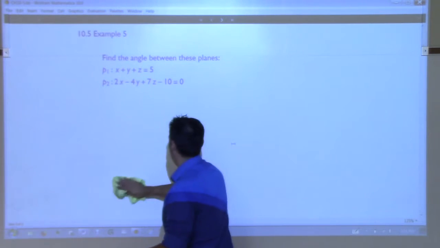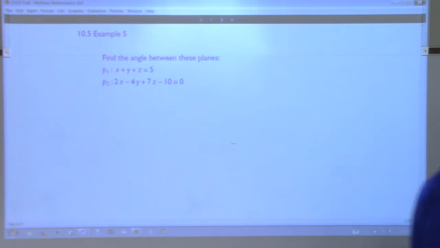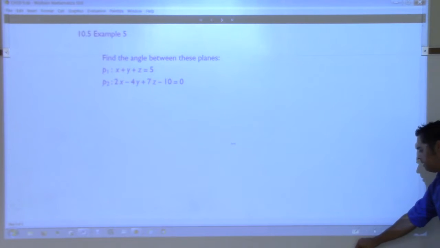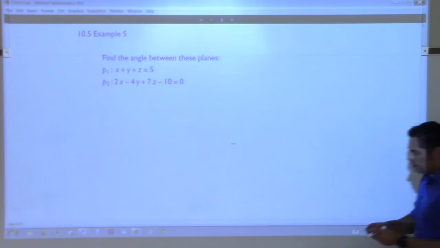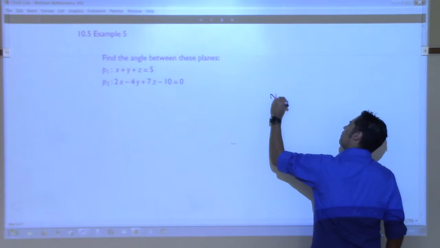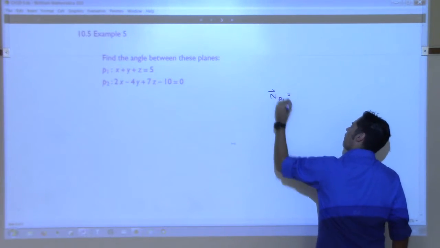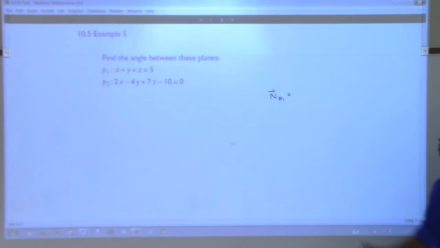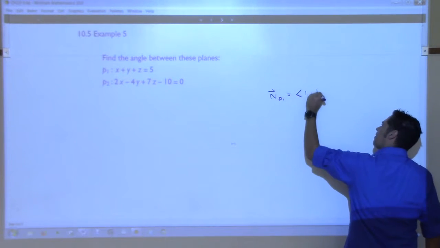Find the angle between these two planes. I have two planes, P1 and P2. All right, Ricky, where's Ricky? Ricky, what's the normal vector of plane 1? 1, 1, 1. Okay, good.